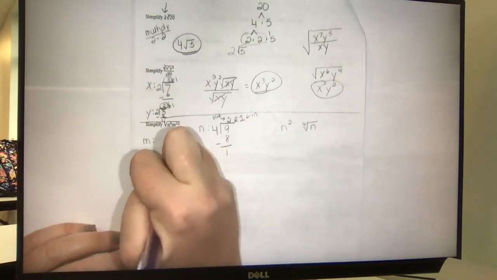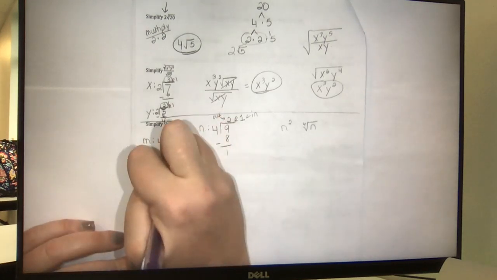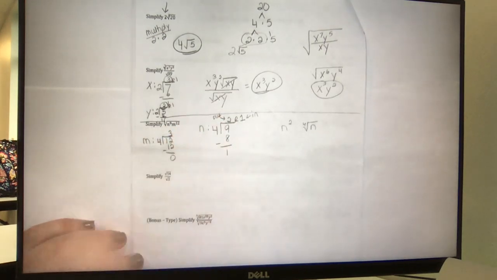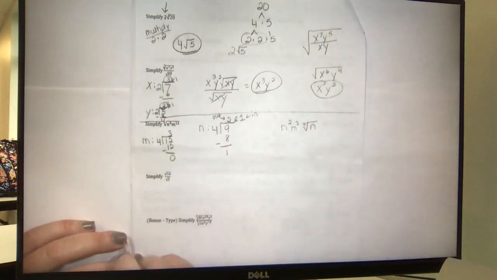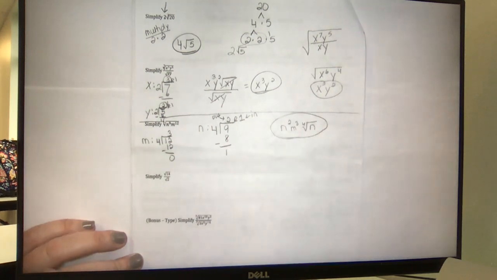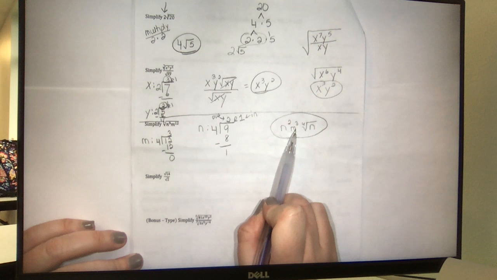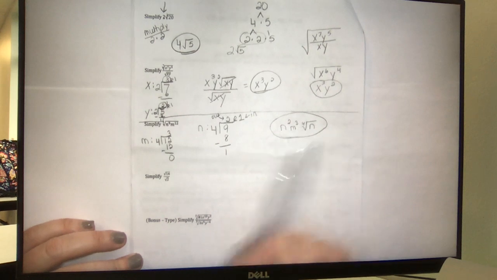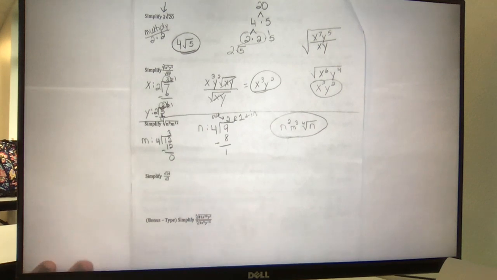12 divided by 4? Well, that's just a nice little 3. I don't have any remainder, so the whole m cubed comes out. And that's my final answer. Okay, 12 divided by 4 is 3. I don't have any leftovers. Only leftovers stay under the radical. That's it. If you don't have any leftovers, nobody stays under. Okay, everybody all right with that?